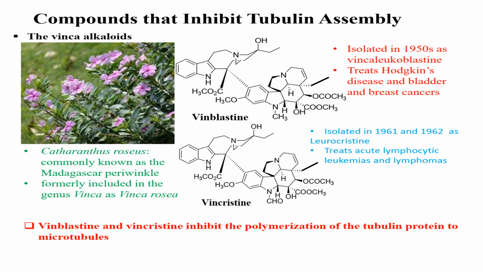But vincristine was isolated in 1961-62 as leurocristine and treats acute lymphocytic leukemia as well as lymphomas. Finally, vincristine and vinblastine inhibit polymerization of the tubulin protein to microtubules. This is the mechanism of action, how these two drugs perform their effects.